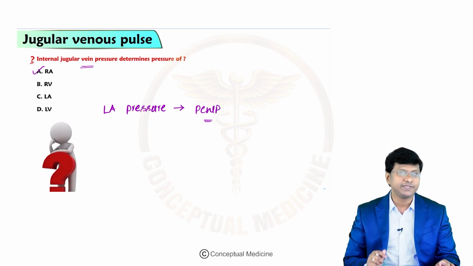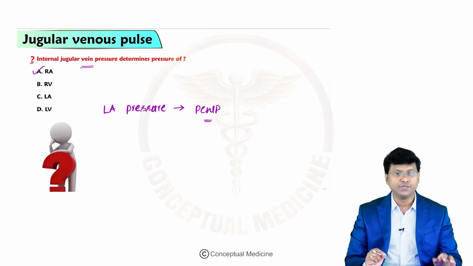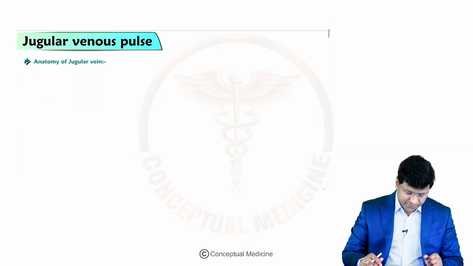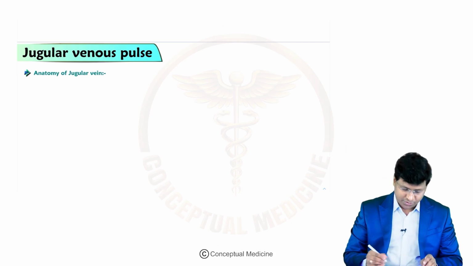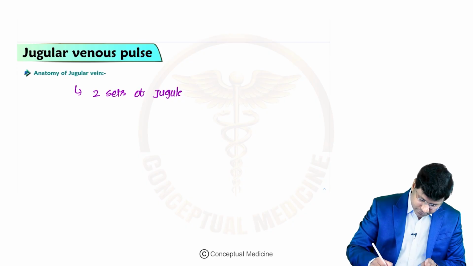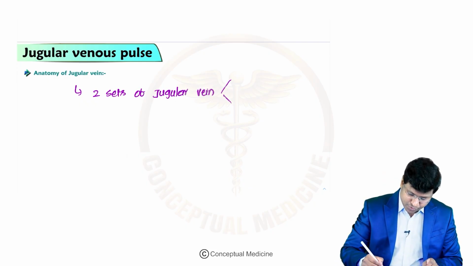Okay, now following that, first let me discuss a little bit of the anatomy of the jugular vein. So why is the internal jugular venous pressure equivalent to the right atrial pressure? Let me discuss that. If you see the basic anatomy of the jugular vein, there are two sets of jugular veins. And what are those two sets of jugular veins?